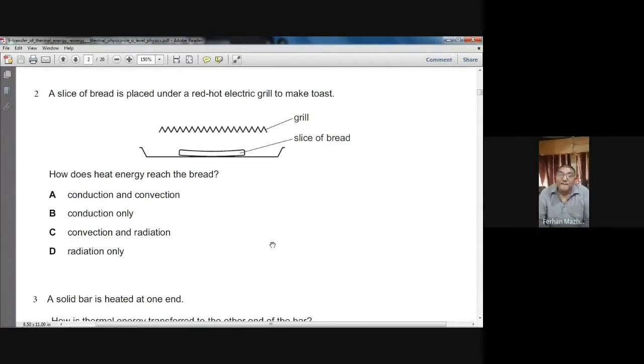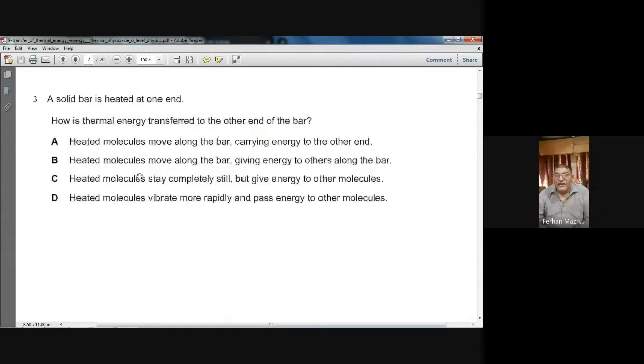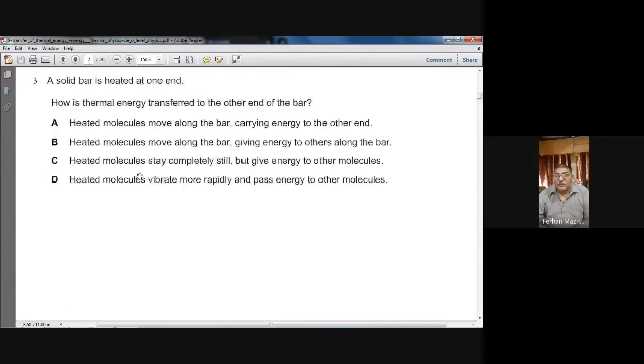What you said? With the convection, the heat always moves upward. The bread is below the grill, so the heat is not coming downward by the convection. Understand? Yes, D sir is the option.